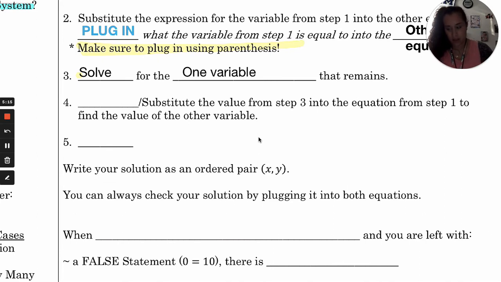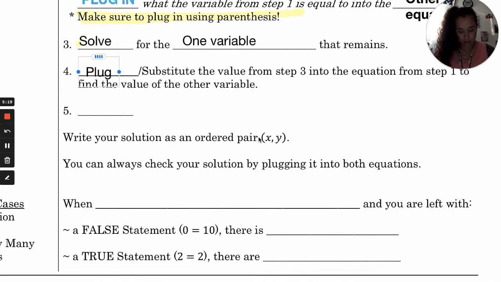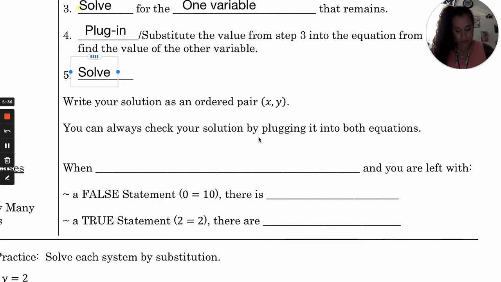Step 4, we're going to plug in or substitute the value from step 3 into the equation from step 1 to find the value of the other variable. Step 5, write your solution as an ordered pair. And we can always check by plugging in.